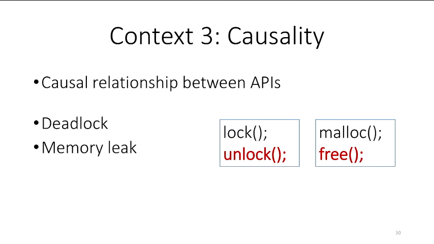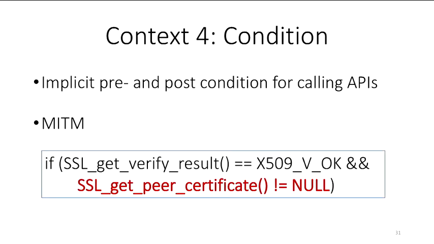And causality means the causal relationship between APIs. For example, if you call lock but miss an unlock, then it can cause deadlock. And if you call malloc but miss free, then it can cause a memory leak vulnerability. And condition means implicit pre- and post-conditions for calling APIs. Actually, SSL_get_verify_result and SSL_get_peer_certificate are one of the examples. If we incorrectly use these APIs, then it can cause a man-in-the-middle attack.